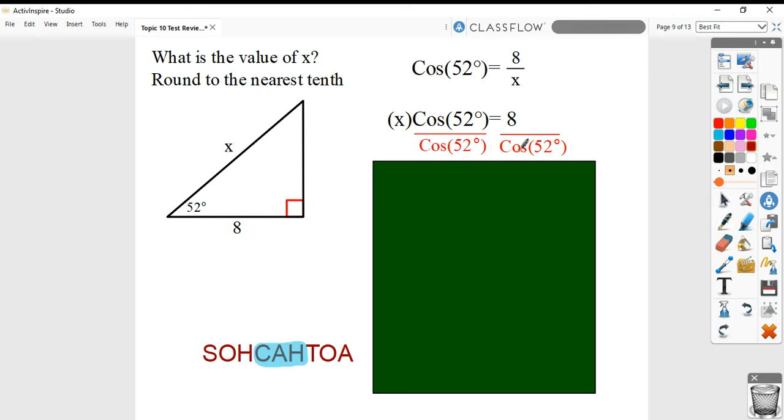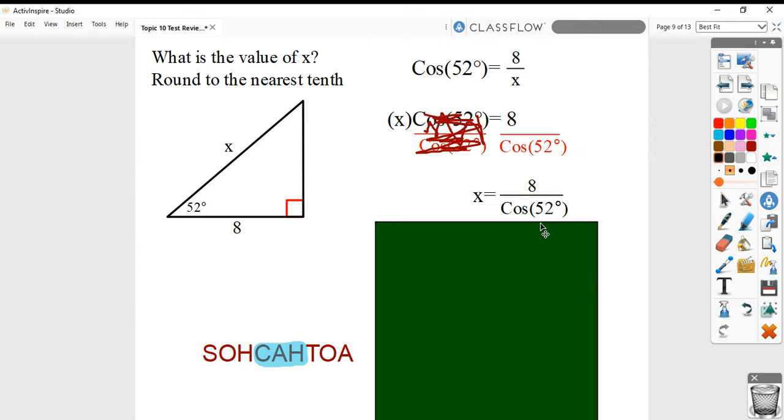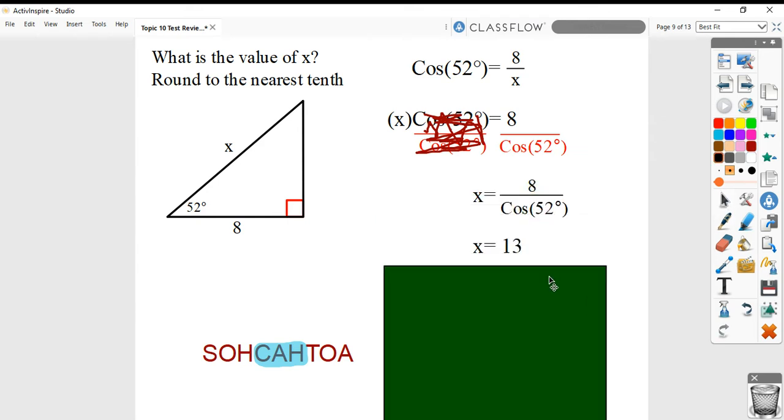That'll give you x by itself, because you're multiplying and dividing at the same time, so it cancels out. So we get x by itself equals 8 divided by cosine of 52, which is the same thing as 13. Again, when you round to the nearest tenth, it ends up being 13.0.